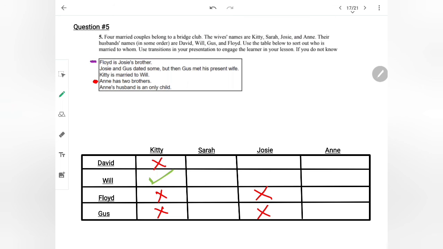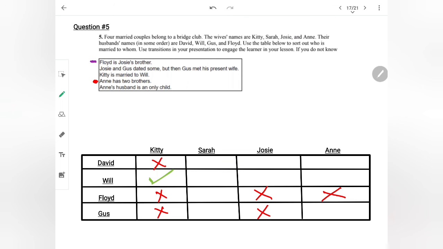Our hint after that is that Anne's husband is an only child. Well, Floyd is Josie's brother, so Floyd is not an only child, making it to where Anne is not married to him. And now that we are, I believe, as far as we really can go on this problem, we can take a look at our chart down below and fill in the rest of the blanks.